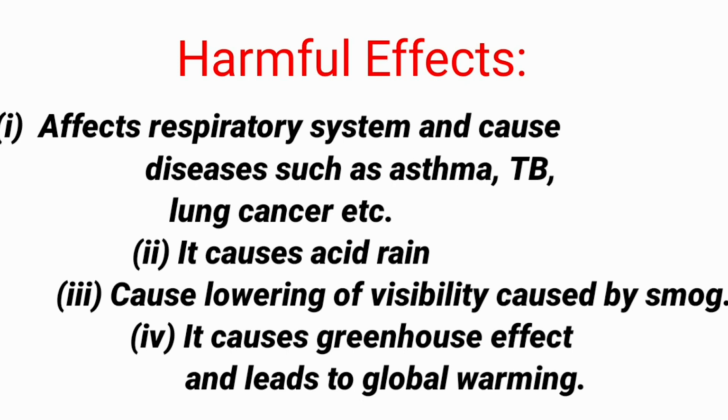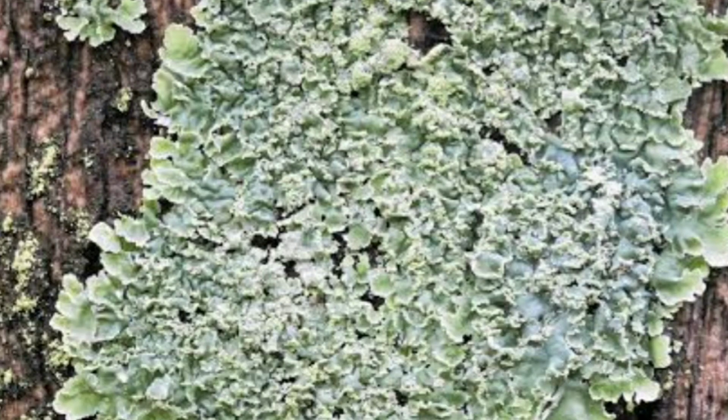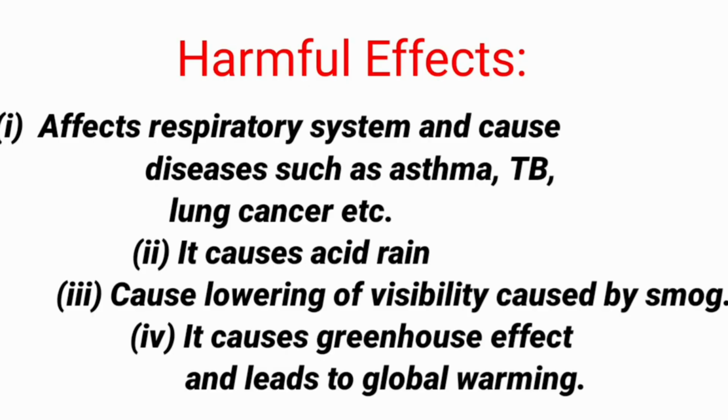What is smog? Smog is the mixture of smoke and fog. It is a visible indication of air pollution. It causes greenhouse effect and leads to global warming. Organisms called lichens are sensitive to pollutants like sulfur dioxide and do not grow near industries and areas with high air pollution. Children, do you know lichens do not grow in the area where there is more air pollution because they are very sensitive to pollutants like sulfur dioxide.